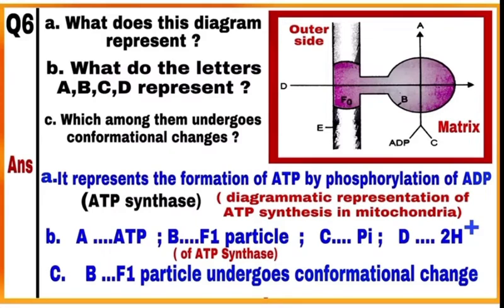Now part B. What do the letters A, B, C, D represent? In the diagram, A is representing ATP formed. B is the F1 particle of ATP synthase. It is the headpiece of ATP synthase which helps in making ATP. Now C is the phosphate group which combines with ADP, and D are 2 hydrogen ions. Note that for the formation of 1 ATP molecule, the movement of 2 hydrogen ions (protons) takes place. In the diagram, a point E is also shown. It is representing the inner mitochondrial membrane.